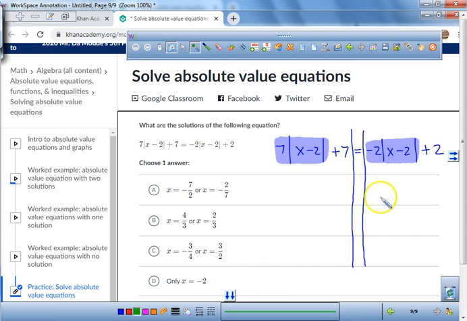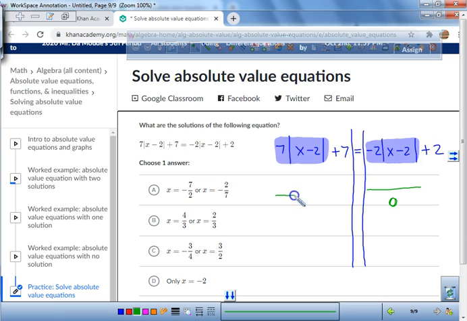All right, so how do we get this equal to 0? What would we have to do to both sides of the equal sign to get this equal to 0? That's right, we have to add 2 times the absolute value of x minus 2 on this side, and we have to add 2 times the absolute value of x minus 2 on this side. And what is that going to give us a total of? A total of 9 times the absolute value of x minus 2.